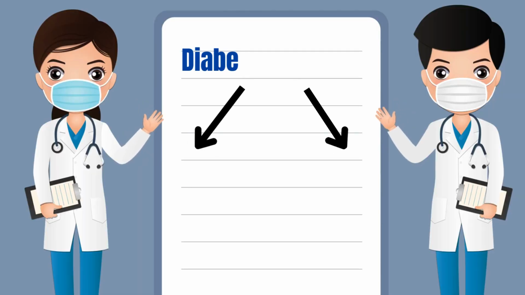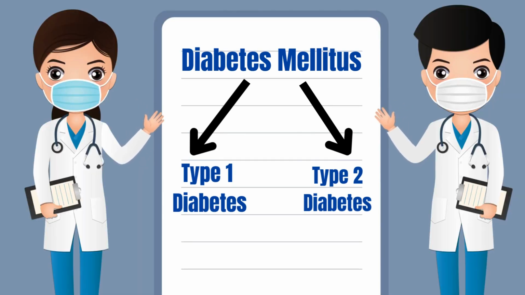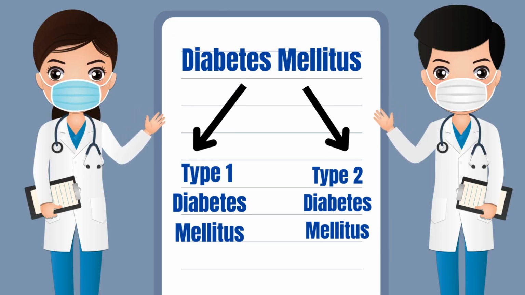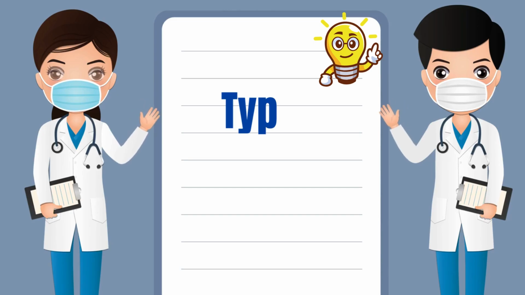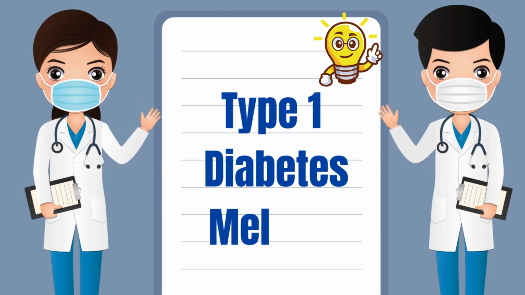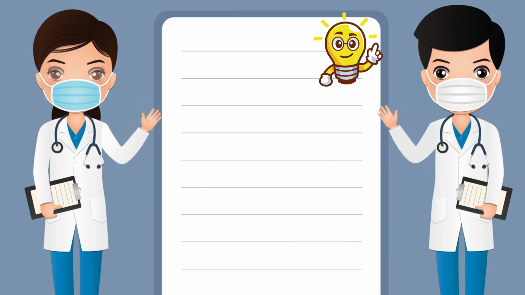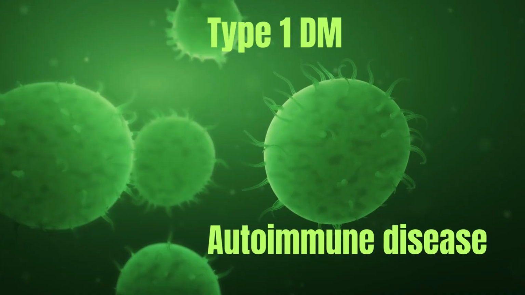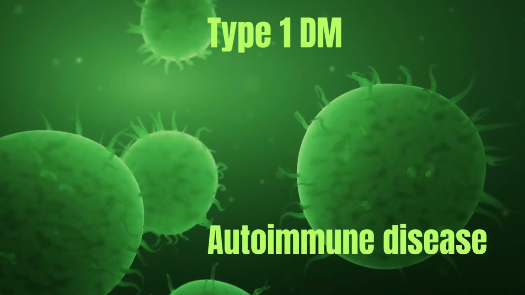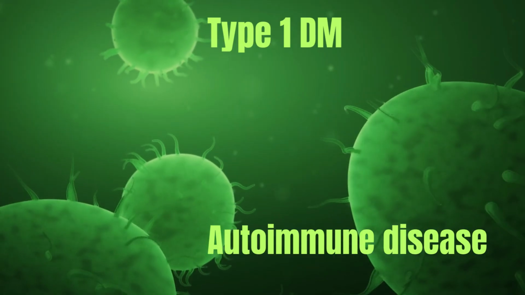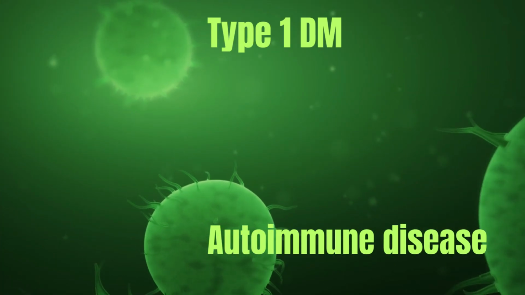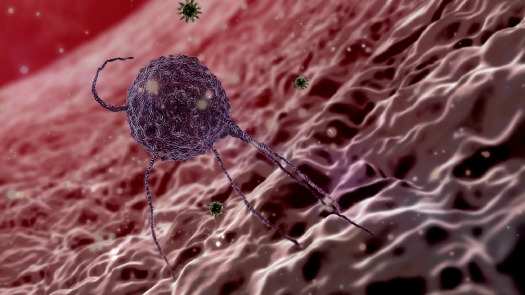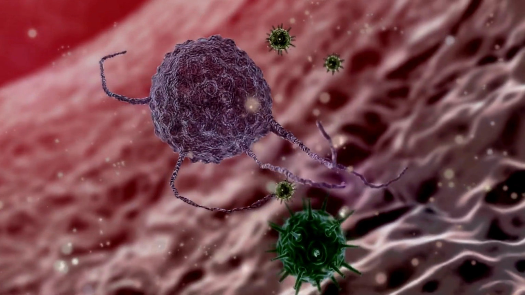Based on how diabetes develops, there are two main types of diabetes mellitus, which are type 1 and type 2 diabetes mellitus. At first, let's see what type 1 diabetes mellitus is. Type 1 diabetes mellitus is an autoimmune disease. It means that the body destroys its own cells thinking that they are foreign bodies. Isn't it a serious condition? Well, the answer is yes.